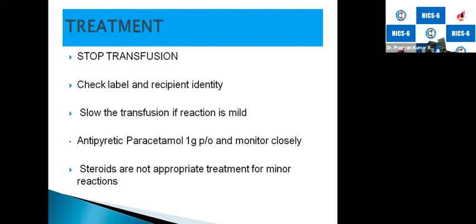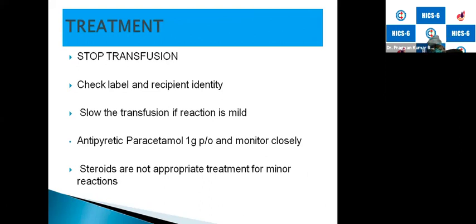Treatment: as there is a reaction, you have to stop the transfusion for a while. The most important thing in transfusion is that whenever, my dear sisters, you encounter a reaction, immediately stop the transfusion, and check the label and recipient identity. First of all, we have to negate manual error. We have to cross check whether the cross matching has been done properly, whether we are giving the right blood to the right patient or not.